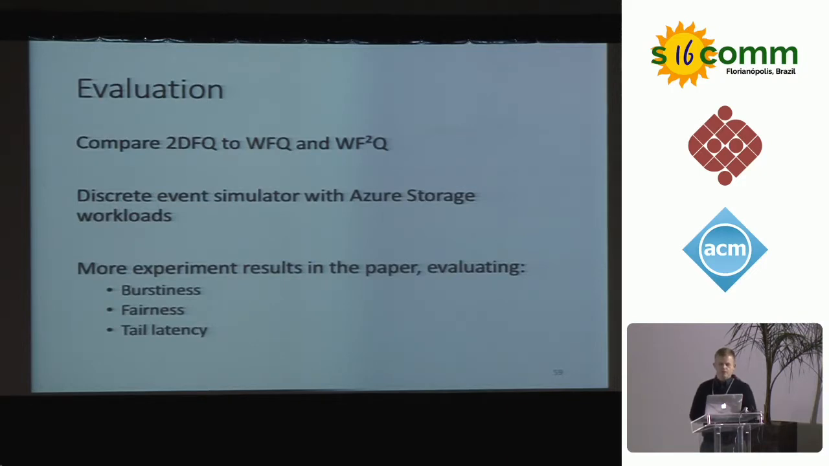And in the talk, I'm going to focus on showing how 2DFQ produces smooth service, first with known costs, then with unknown costs. But in the paper, we present numerous experiments exploring other dimensions and evaluating the effects on burstiness, fairness, and in particular tail latency. So in the first experiment, we'll examine 2DFQ for a synthetic workload with known costs.